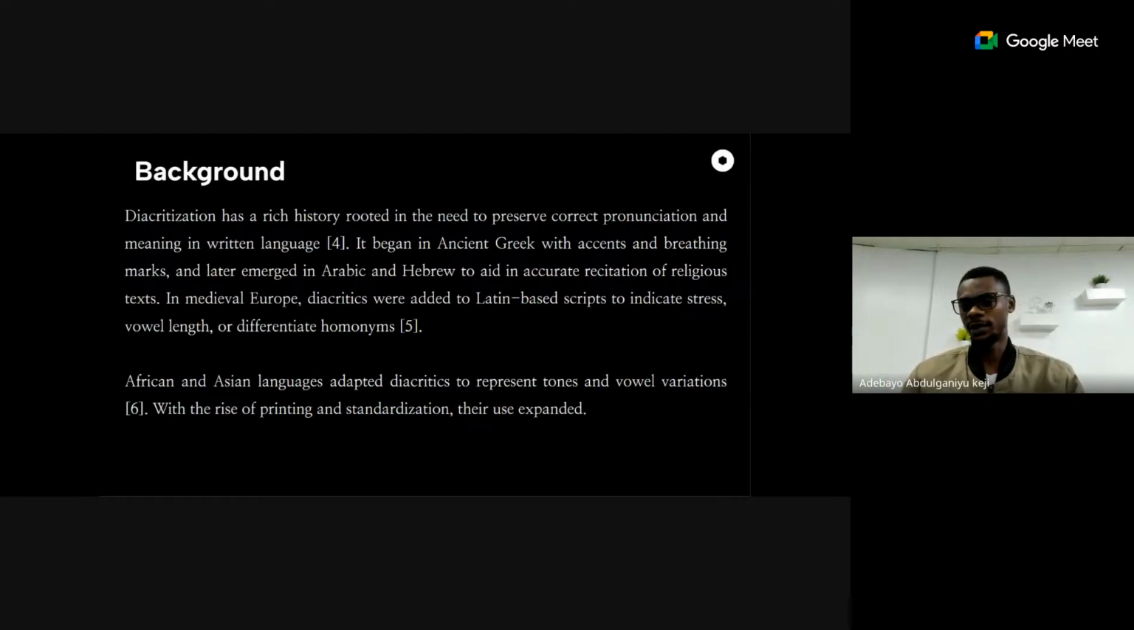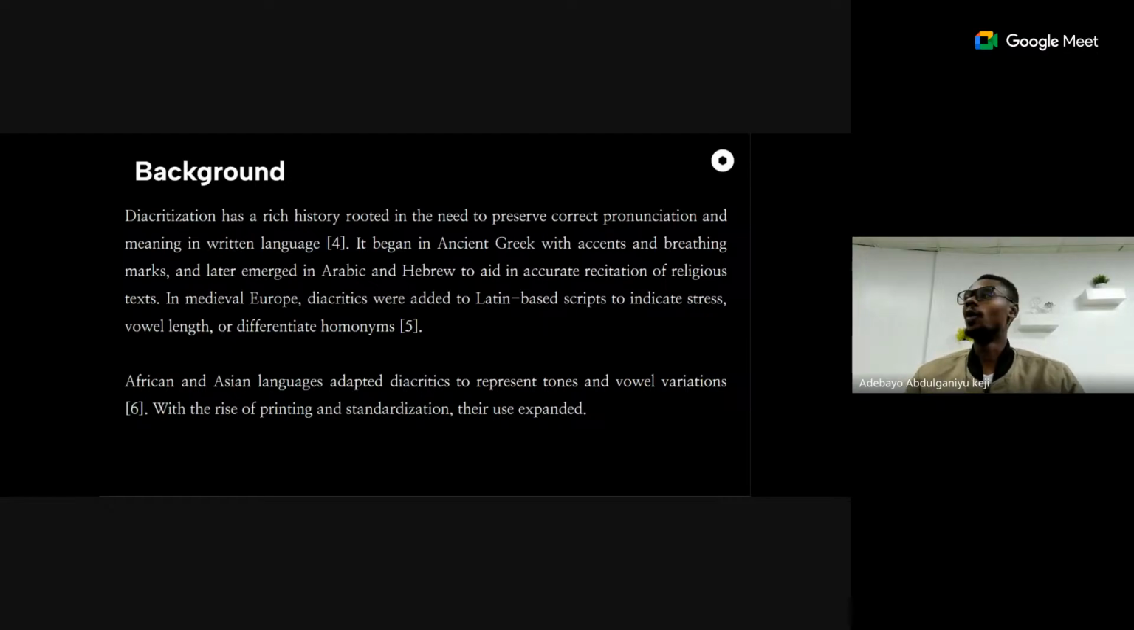It began in ancient Greek with accent and breathing marks, and later emerged in Arabic and Hebrew. You agree with me that these are the languages where language starts from, the Hebrew, the Arabic. I think most persons believe the Bible started with Hebrew, I'm not sure about that. These two languages are attached to religious beliefs, so diacritics aided accurate recitation of religious texts. In medieval Europe, diacritics were added to Latin-based script to indicate stress, vowel length, or different homonyms.